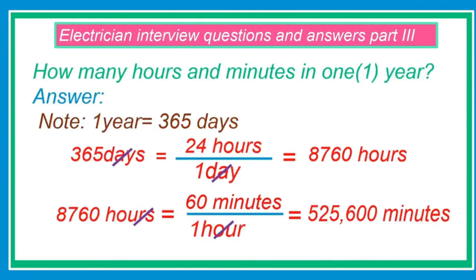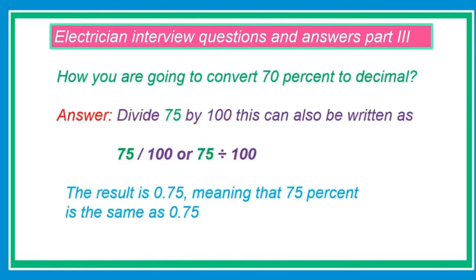Next question. How many hours and minutes are in 1 year? Note, 1 year is equal to 365 days. 365 days equals 24 hours over 1 day. We are going to cancel the days to become hours. 365 times 24 hours equals 8,760 hours. 8,760 hours, where 1 hour is equal to 60 minutes. To become minutes, we are going to cancel the hours. 8,760 times 60 minutes equals 525,600 minutes.